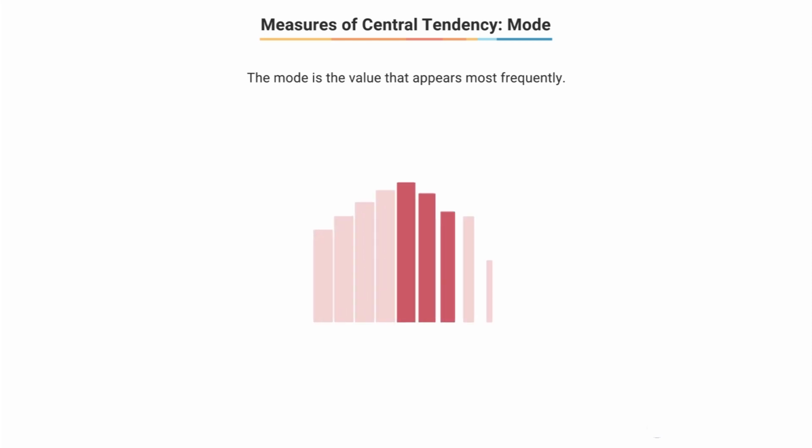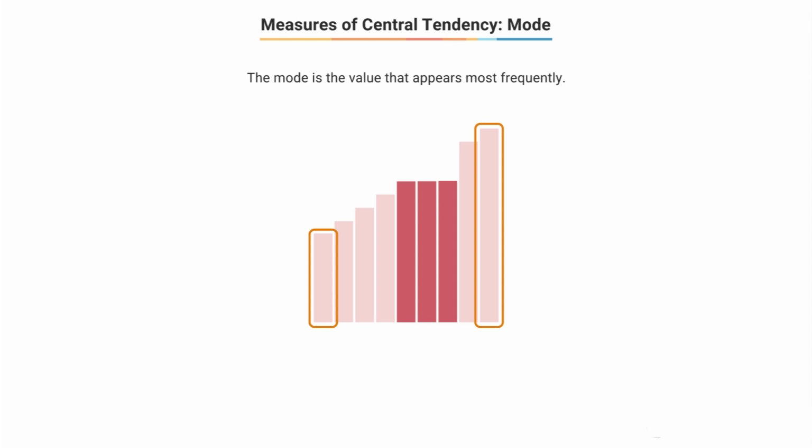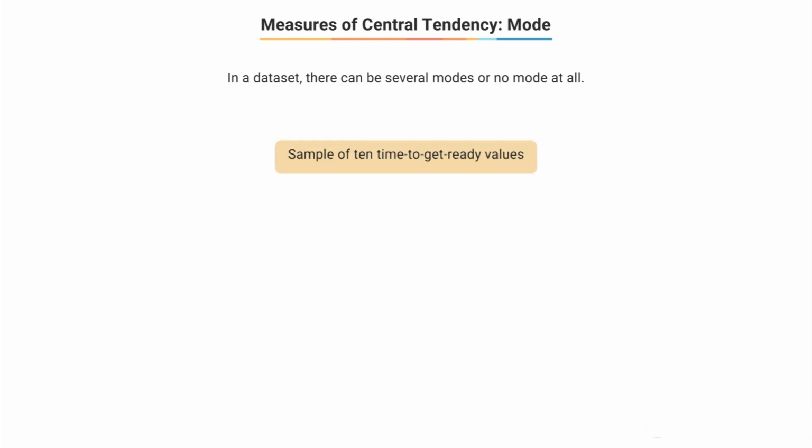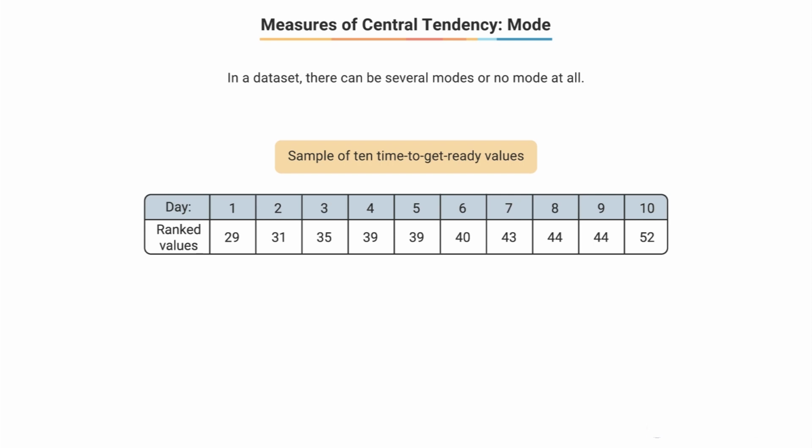Our next measure of central tendency is mode. Mode is the value that appears most frequently. Like the median, and unlike the mean, extreme values do not affect the mode. For a particular variable, there can be several modes or no mode at all. For example, consider again the values of time to get ready, those 10 values to get ready in the morning. The values are shown in the table provided here. These values are ranked according to their magnitude. Notice that there are two modes, 39 and 44, because each of these values occurs twice in the data.